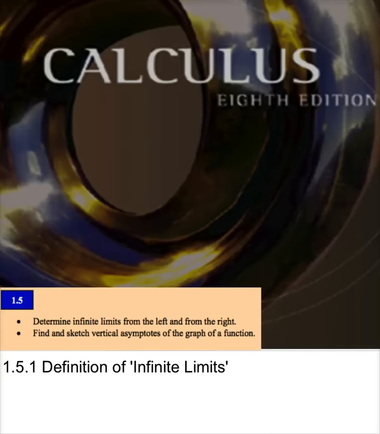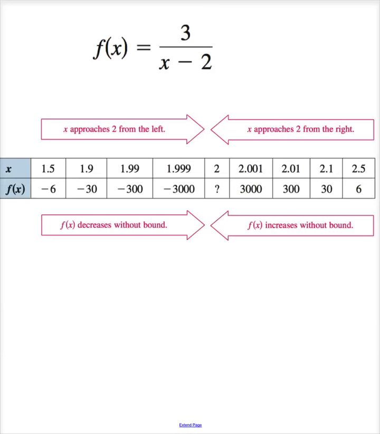Now let's talk about the definition of infinite limits. Suppose I have the function f of x is 3 divided by x minus 2. If I look at the values as x approaches 2 from the left, I see that this function gets very, very large in a very negative way. So I say that it decreases without bound, or it becomes infinitely negative.